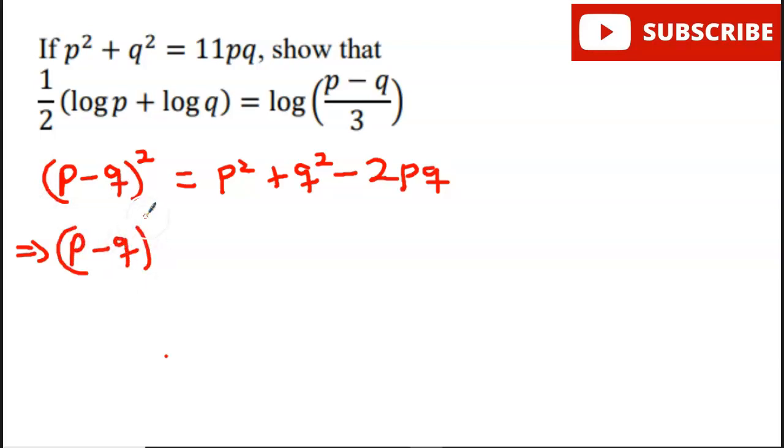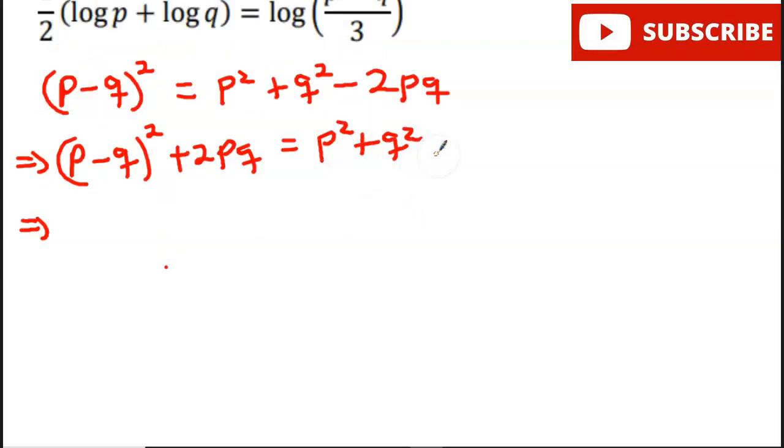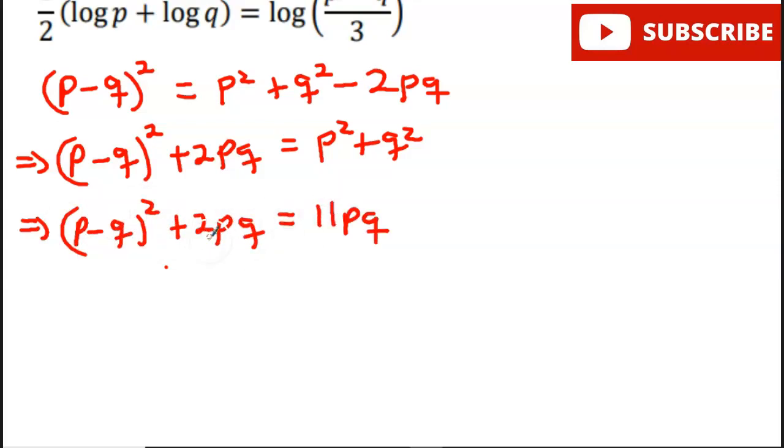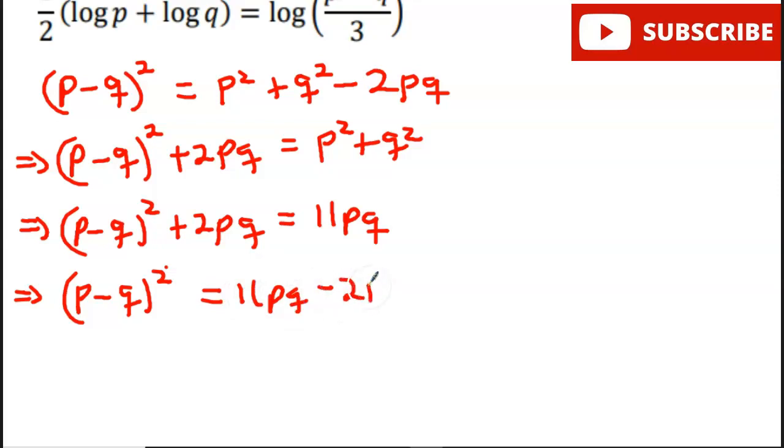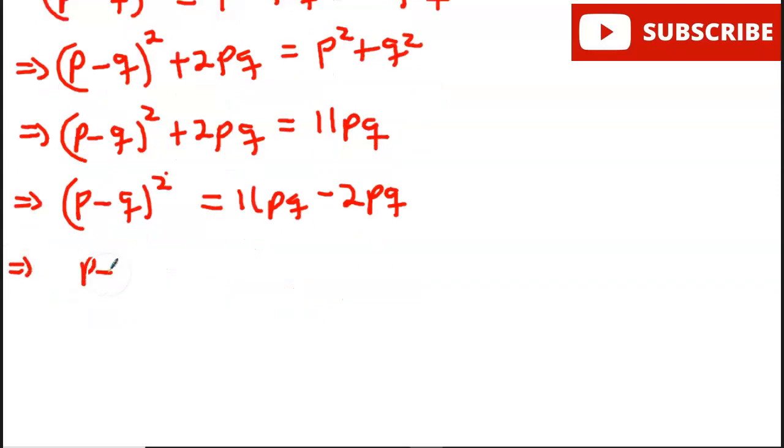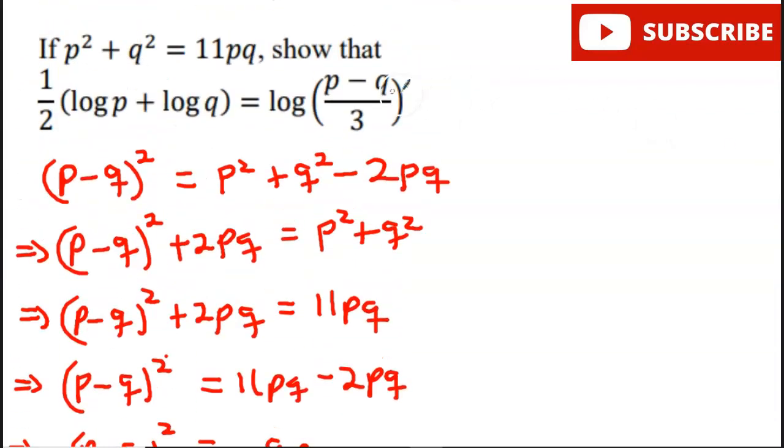(p minus q) squared plus 2pq is equal to p squared plus q squared. But from the question, p squared plus q squared is 11pq. So this means that (p minus q) squared plus 2pq is equal to 11pq. Let's send 2pq to this side too, which implies that (p minus q) all squared is equal to 11pq minus 2pq. So we have (p minus q) all squared is equal to 9pq.